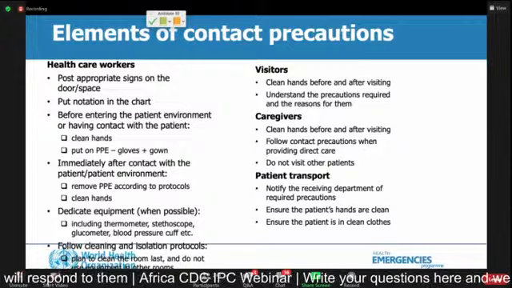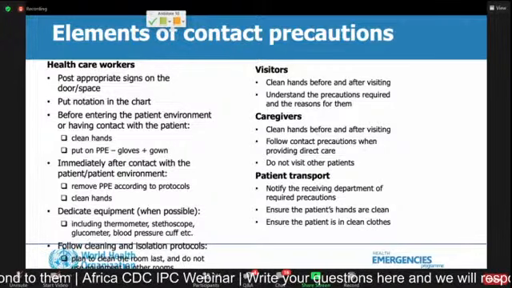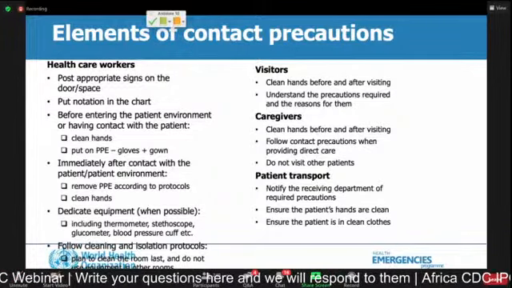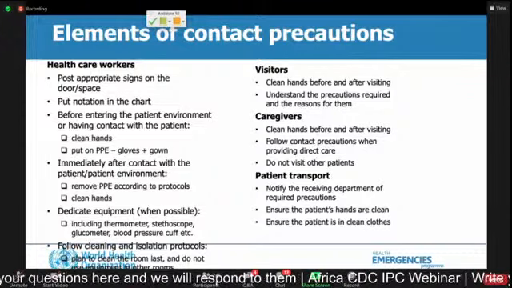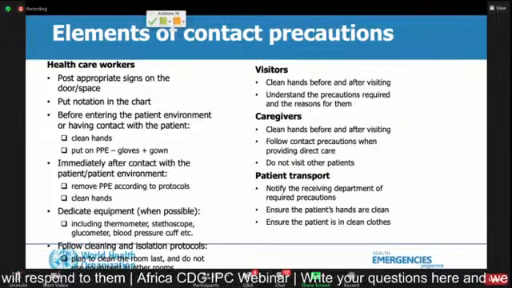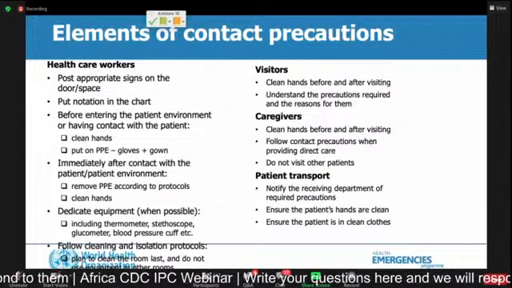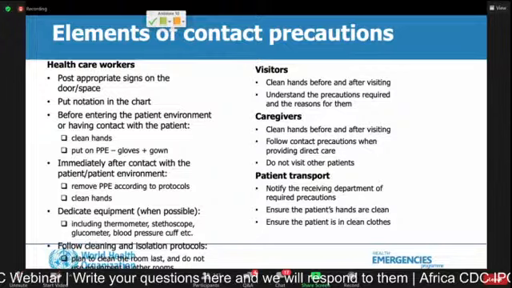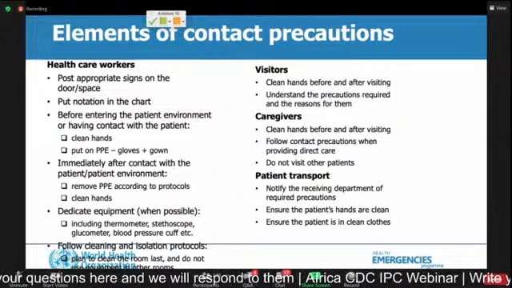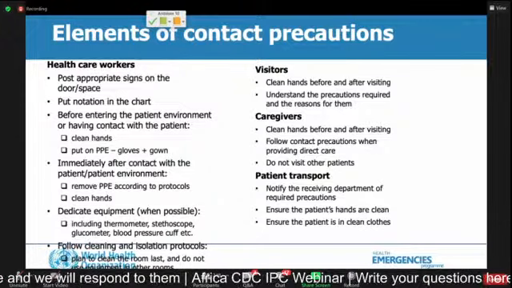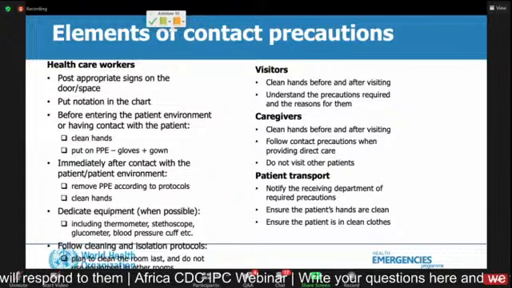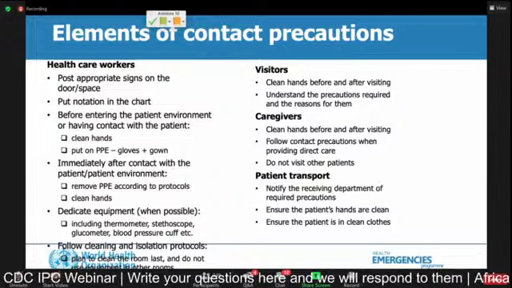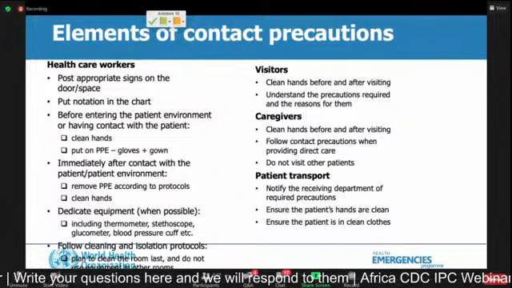These are the different elements of contact precautions. For healthcare workers, as I said, we need to have appropriate signs on the door. We need to put a notation in the chart before entering the patient environment or having contact with the patient, and do hand hygiene properly, and wear our PPEs, gloves and gown. After contact with the patient or the patient environment, we need to remove the PPE and clean our hands. We need to provide dedicated equipment, including thermometer, stethoscope, etc. And we need to make sure that there is a cleaning protocol in place.